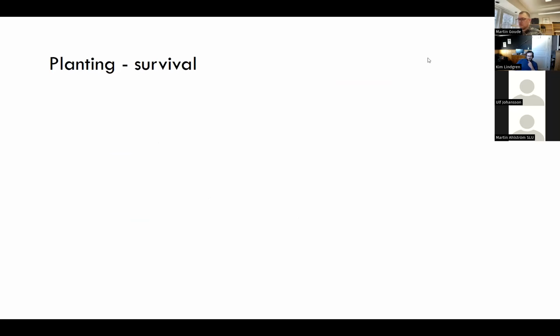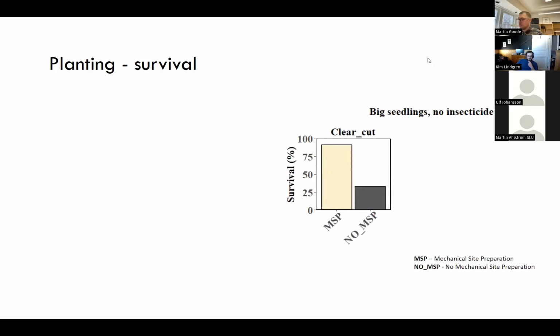Okay, and finally, we come to results from planting. And in planting, we were testing effects of mechanical site preparation and also different shelterwood densities on both survival, but also seedling growth. And when we look at the survival, you can see that sites without mechanical site preparation resulted in much lower survival compared to sites that were prepared with mechanical site preparation. And the main reason for that was lower damage from pine weevil.